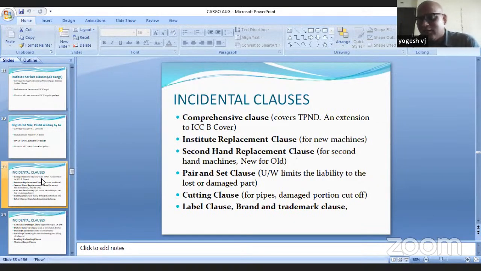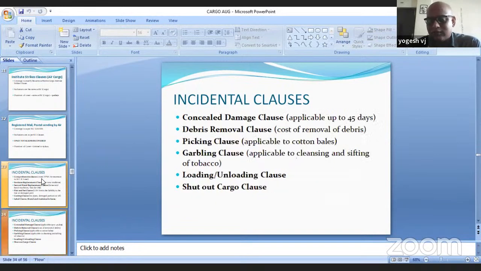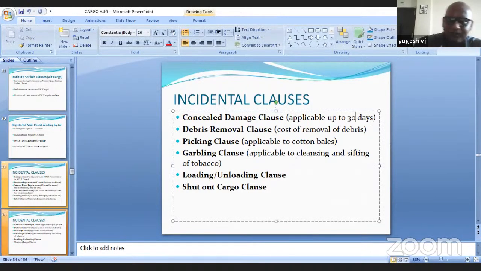Parent set clause. I guess everyone knows what a parent set clause is. So you will get paid only for the damaged part. Cutting clause we have already done. Label clause, brand and trademark clause. You know this. Here there is a mistake; it should be applicable up to 40 days, not 30 days. Cost of removal of debris, we have done that.